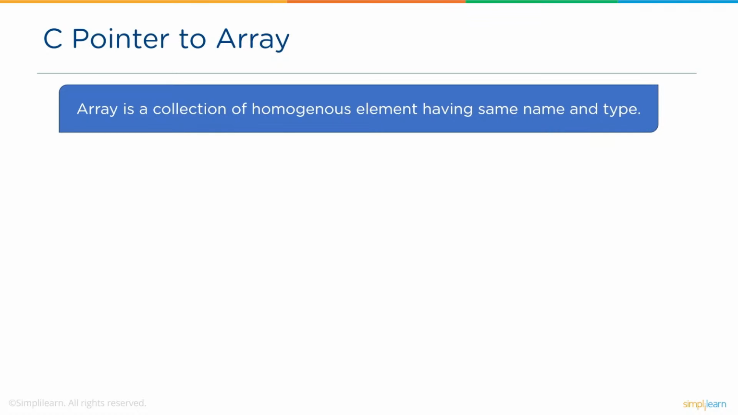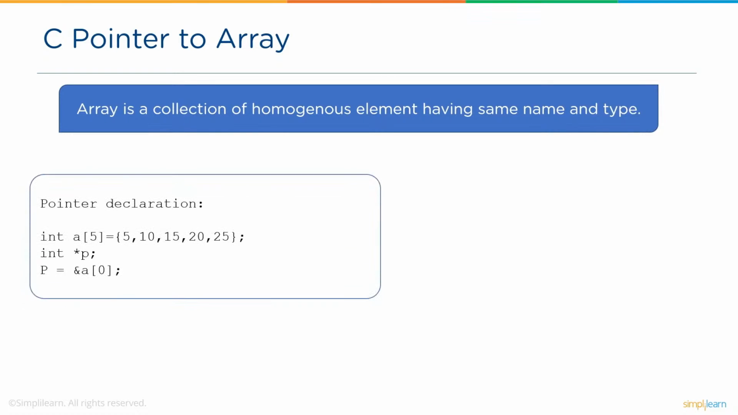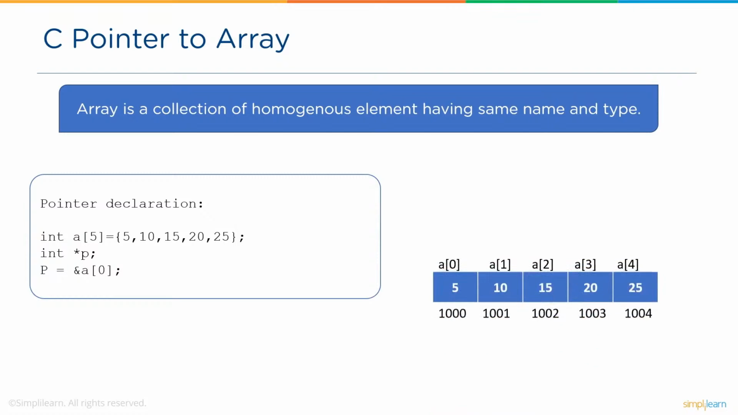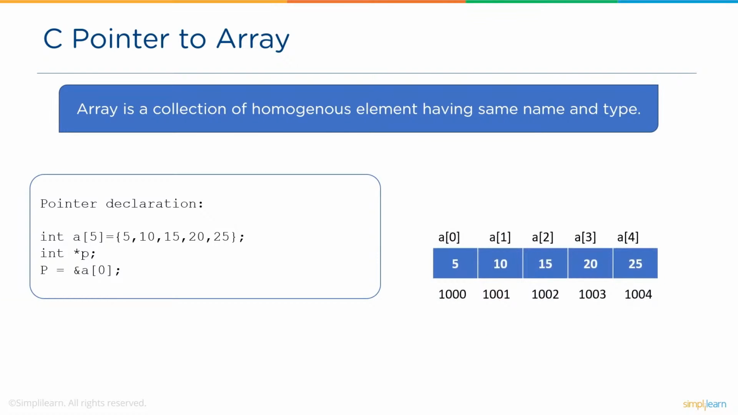Let's consider the below example, where we have declared and initialized the array of elements, and then the first element of an array is assigned to the pointer variable p. Once the base address is assigned, the other elements of an array can be easily accessed. Suppose the array elements are 5, 10, 15, 20 and 25, and they are stored adjacent in the memory.